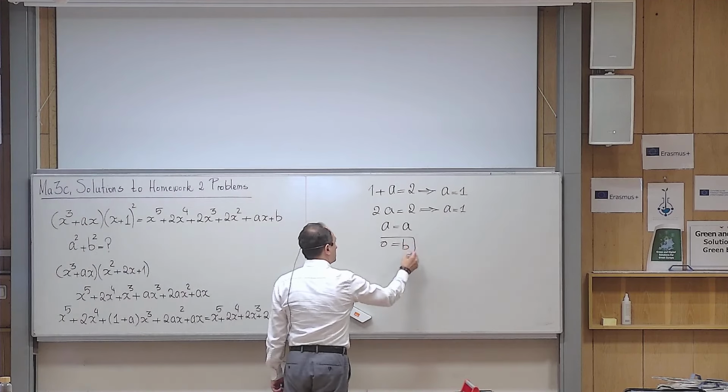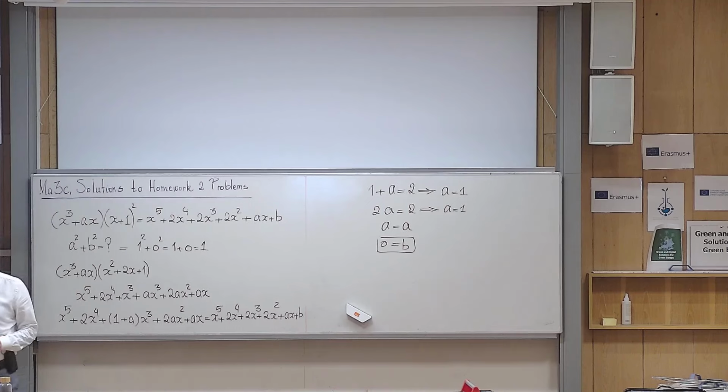Yes? Am I right? Okay, but what we want is a squared plus b squared. So it's 1 to the power of 2 plus 0 to the power of 2. 1 plus 0 is? Yes? So the correct answer to this will be 1. Any questions?